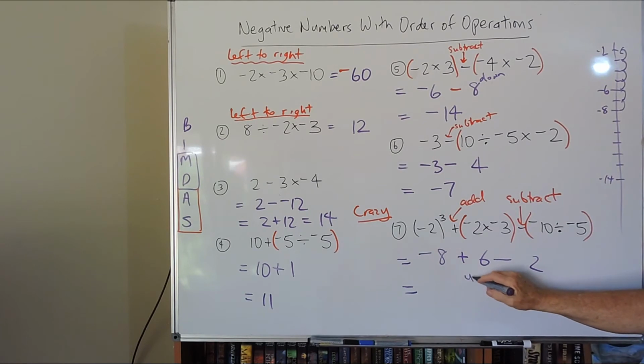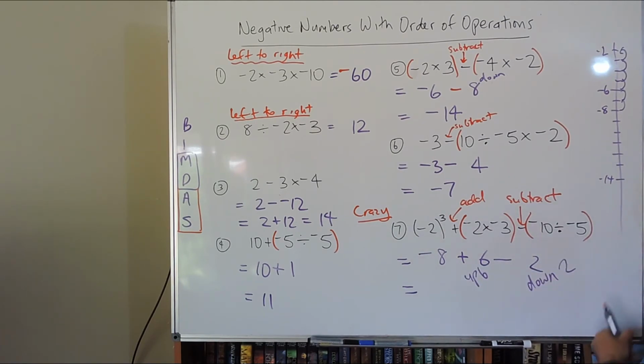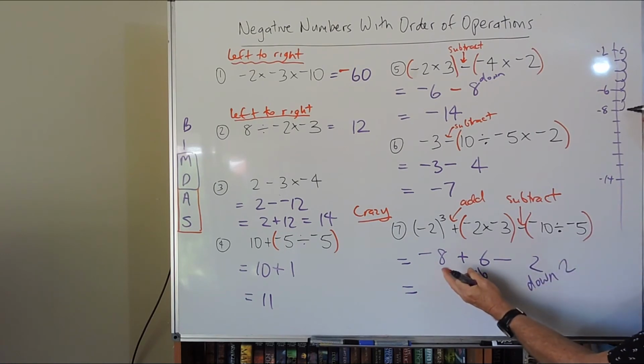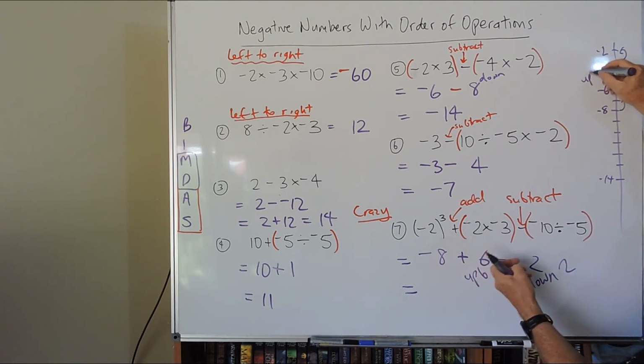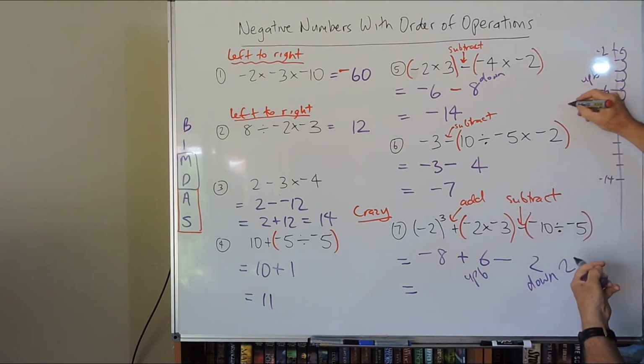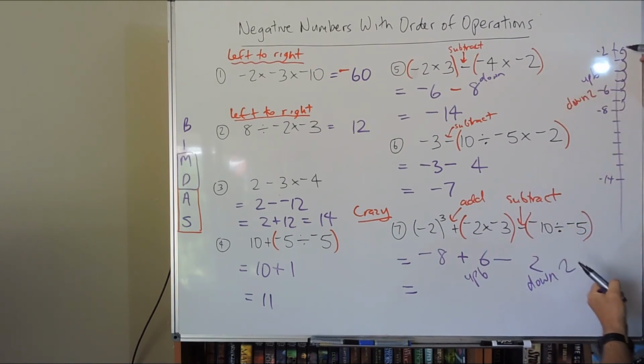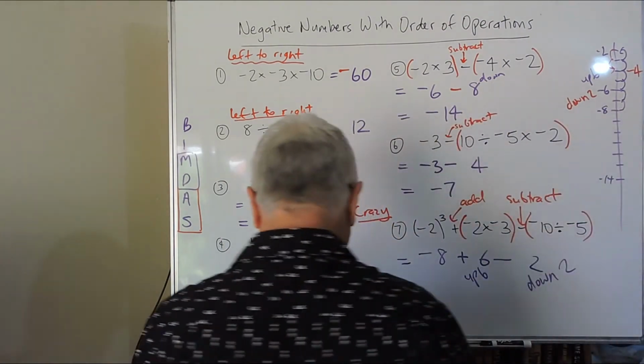So this was up 6. And this is down 2. So where do we start at? Minus 8, I went up 6. 1, 2, 3, 4, 5, 6. So there's up 6. And now we're going to go down 2. So once I get to minus 2, if I go down 2, 1, 2, and I end up back here at minus 4.